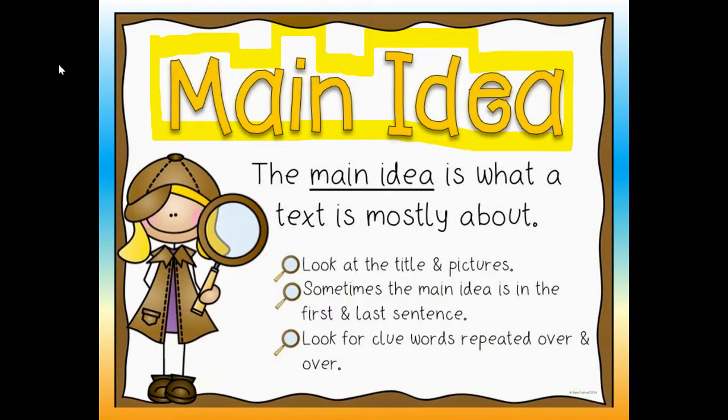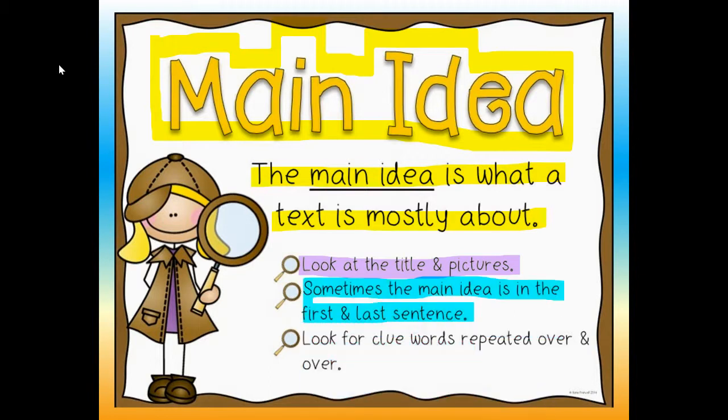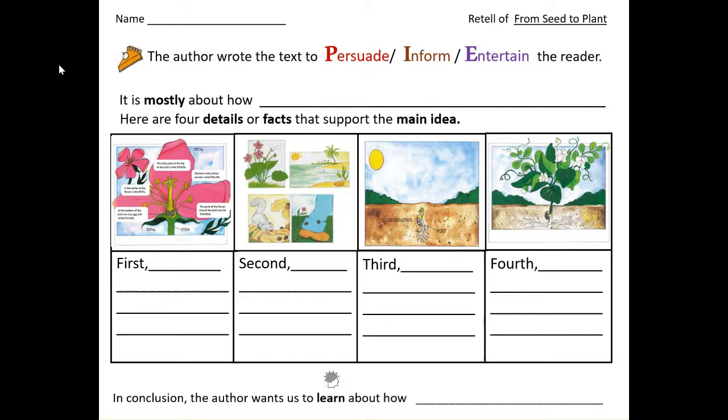Main idea. What is the main idea? The main idea is what a text is mostly about. How do you find the main idea? Well, you can look at the title and pictures. Sometimes the main idea is in the first and last sentence. And look for clue words repeated over and over. So, retell of From Seed to Plant.